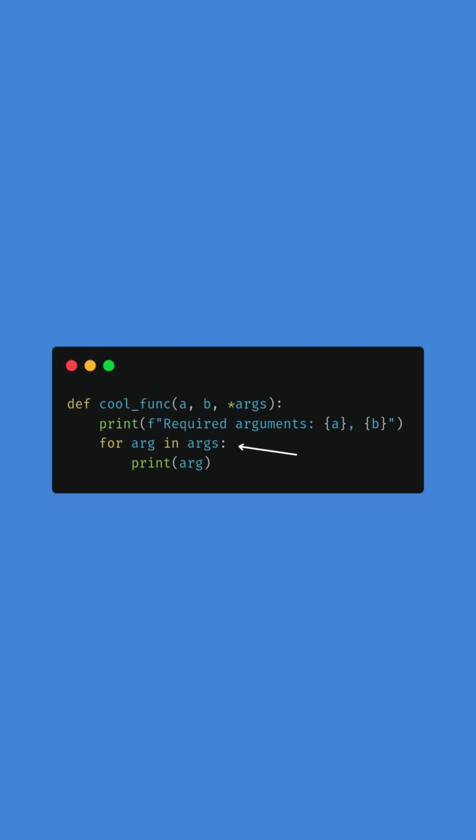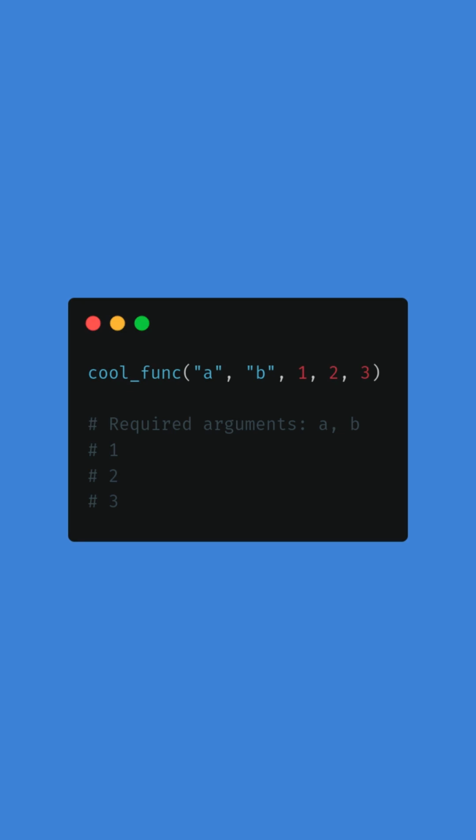In the function body, you can use args as a list. Any argument you put after the required arguments will be stored in this list. Note that you do not use the asterisk while accessing the args variable. Now, you can call your function with any number of variables after the required ones.